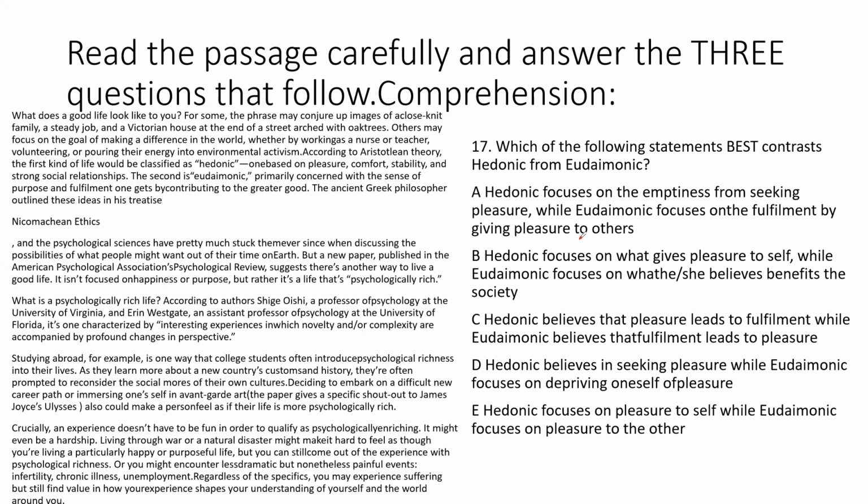But a new paper published in the American Psychological Association's Psychological Review suggests there is another way to live a good life. It isn't focused on happiness or purpose, but rather it's a life that's psychologically rich. What is a psychologically rich life? According to authors Shige Oishi, a professor of psychology at the University of Virginia, and Erin Westgate, an assistant professor of psychology at the University of Florida, it's one characterized by interesting experiences in which novelty and/or complexity are accompanied by profound changes in perspective.